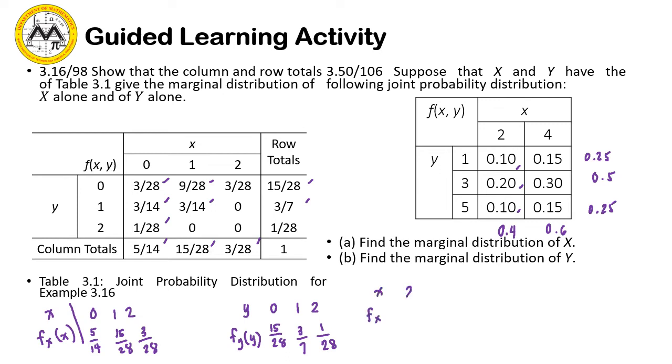So we can have your x and f sub x. The possible values of x are 2 and 4. So it would be 0.4 and 0.6. Observe that the total is 1. For y and f sub y, the possible values are 1, 3, and 5. So this would give us 0.25, 0.5, and 0.25 respectively. And the total of that is also 1.